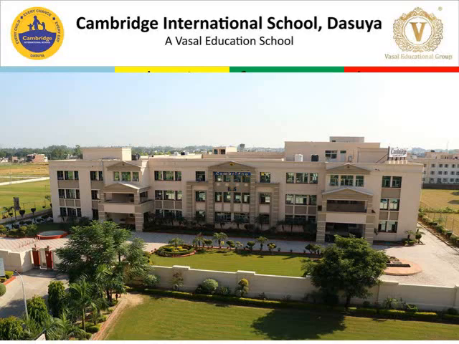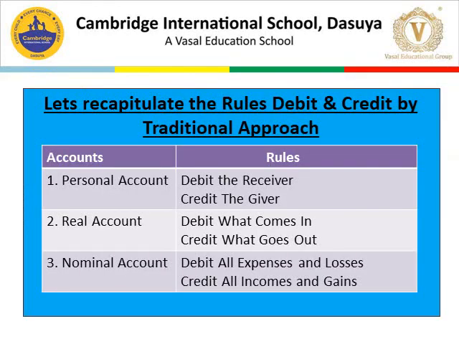Today, we will learn one more topic of the chapter. But before we begin with the topic, let's recapitulate what we have done in our previous lesson. Let's revise the rules of debit and credit by the traditional approach and the modern approach. According to the traditional approach, there are three accounts, that is personal account, real account and nominal account. Number one, the personal account covers all types of persons like natural persons, artificial persons and representative persons. The rule for the personal account is debit the receiver, credit the giver.